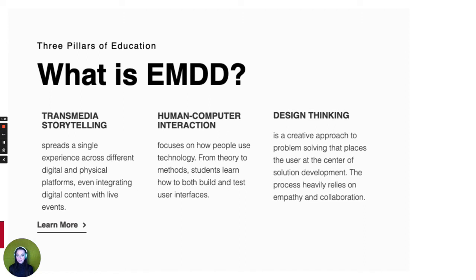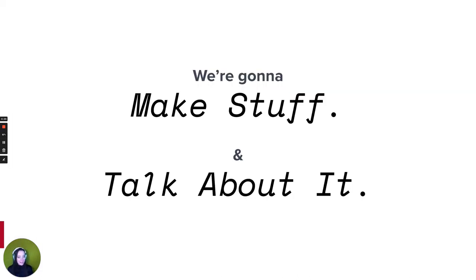Again, we have these things that we need to accomplish. If you visit the Center for EMDD website, these are the 3 things that are expressed as being important to the program: transmedia storytelling, human-computer interaction, and design thinking. We're going to learn about all of these things in this class. We're basically going to make stuff. We're going to try different ways of designing in digital media by making things and seeing how it goes. And we're going to talk about what you made, how you made it, and what you learned by making it. So we're going to make stuff and we're going to talk about it.